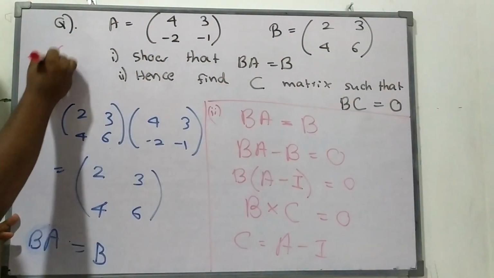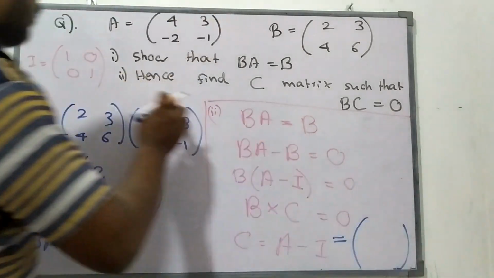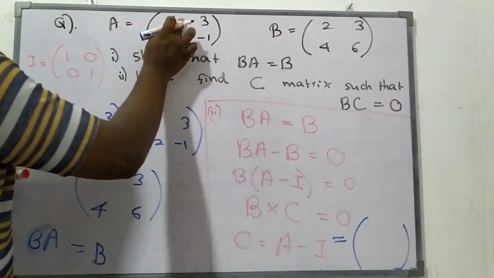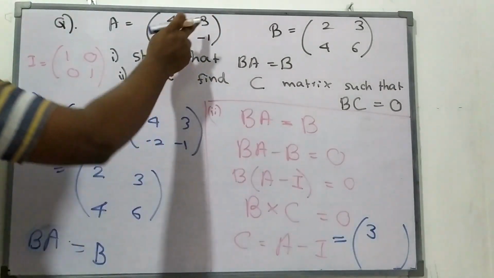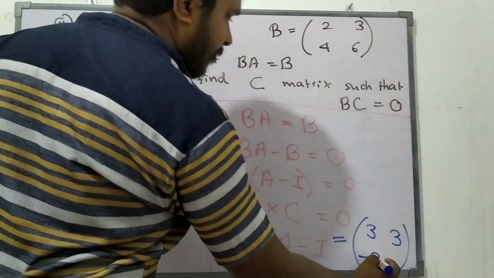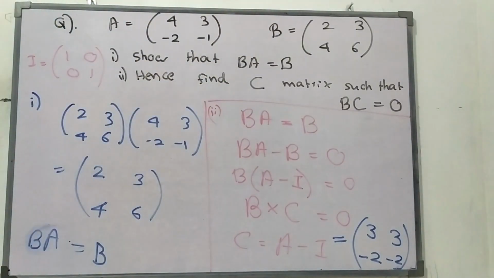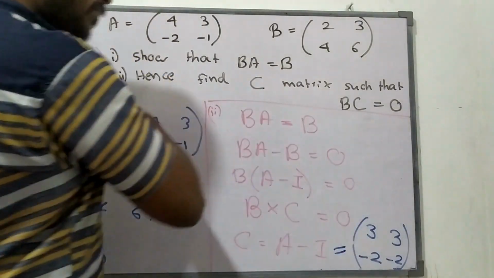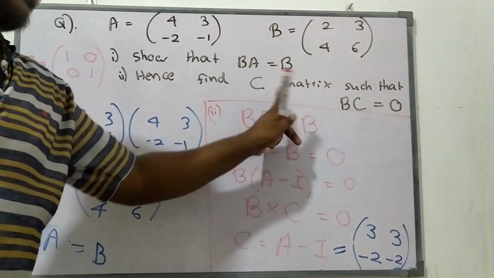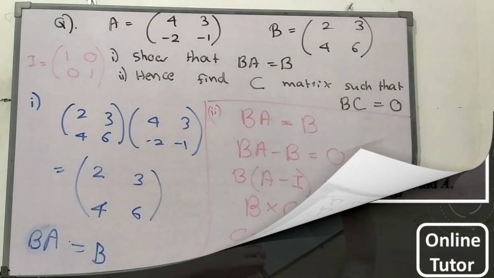So I means 1 0 0 1. A minus I means 4 minus 1, it's 3. 3 minus 0, it's 3. Minus 2 minus 0, it's minus 2. Minus 1 minus 1, it's minus 2. This is my C matrix, right? The only thing is I shifted B to the left-hand side and pulled B out. So hope you are all okay with that sum.